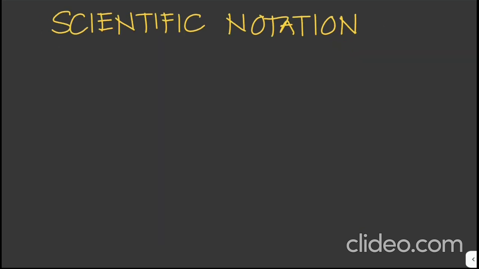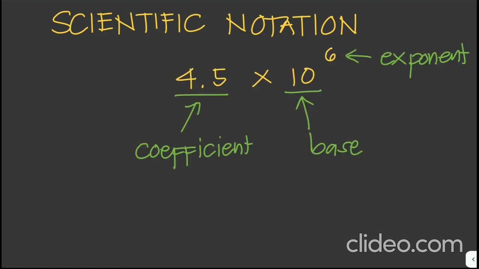And now let's discuss scientific notation. Scientific notation is a way of expressing numbers that are too large or too small to be conveniently written in decimal form. Okay, what are the rules for scientific notation?